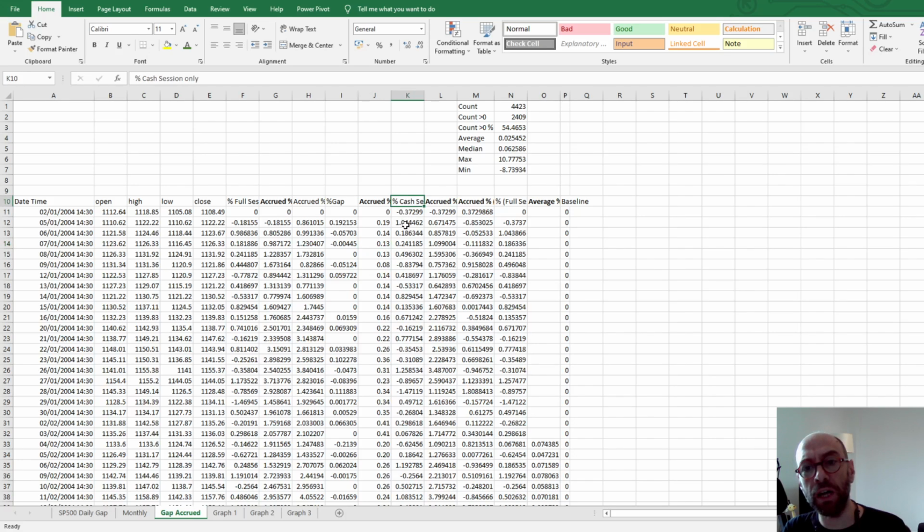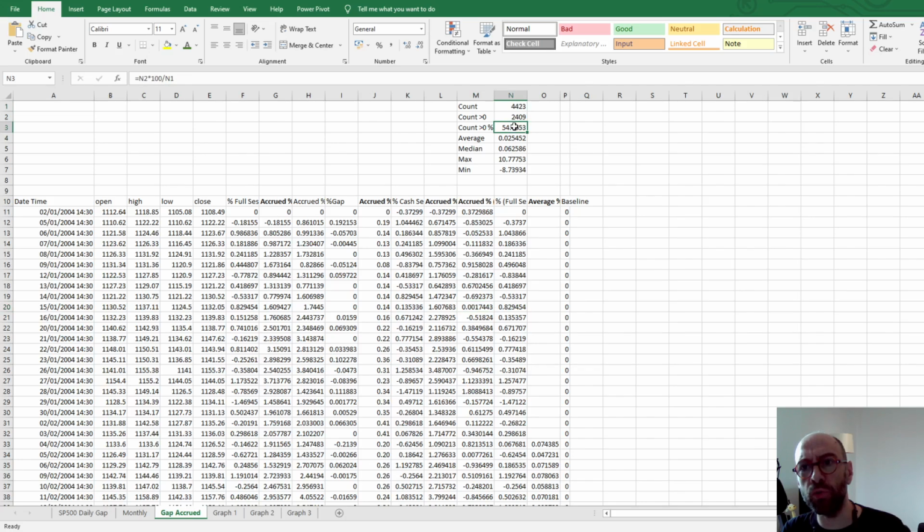Then I've calculated the gain only for the cash session, so to the closure of the cash session of the Standard & Poor's 500. That does not cater to the futures trading or overnight, whatever you want to call it. And again, on column L, I've added, aggregated and transported the value. And lastly, I wanted a column showing the difference between having the position using the full session, so the overnight and the cash session, and just the cash session, and I show that value there.